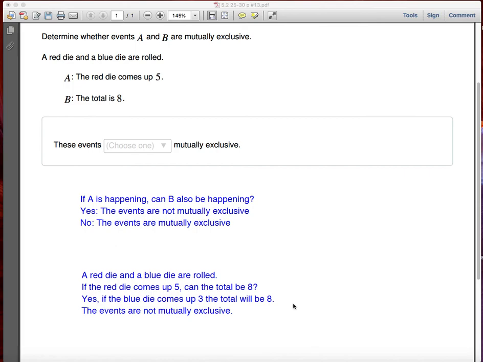There's a lot of different wording for how they ask these, but an example of mutually exclusive events would be the red die comes up 5 and the red die comes up 3, because there's only one red die, so it can't come up with two different numbers at the same time. So that's what you have to look at, is can they both be happening at the same time?